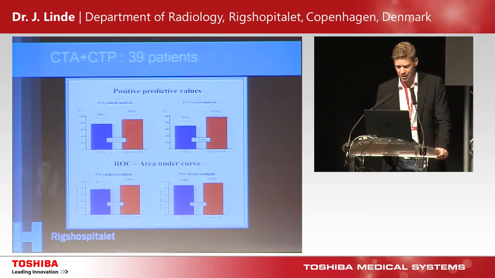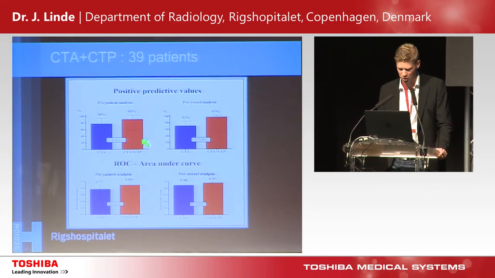So these are the results of one small study in 39 patients that underwent invasive coronary angiography. And we saw that when we compared the combined strategy of CTA plus CT perfusion, then the positive predictive value increased on a per patient level and per vessel level, although it was not significant on per patient level due to the low number of patients. However, the area under curve, the diagnostic accuracy, increased in both per patient and per vessel analysis.